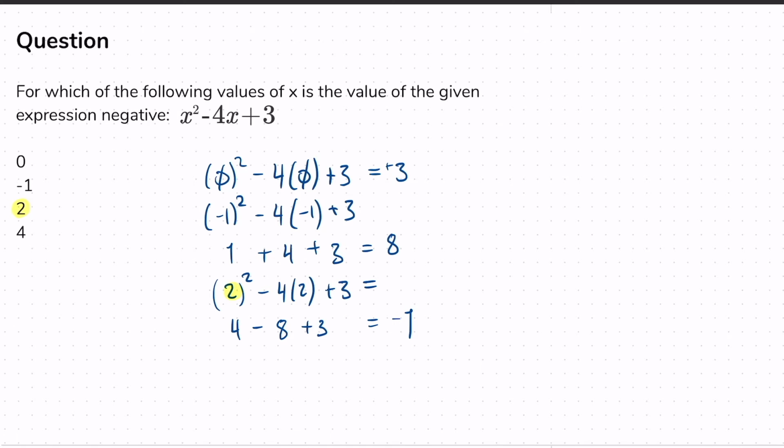Now let's just check the last one. That's 16 minus 16 plus 3. That gives us 3. So the only answer that gives us a negative value is when x is equal to 2.